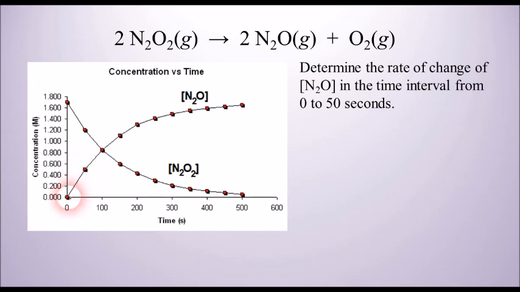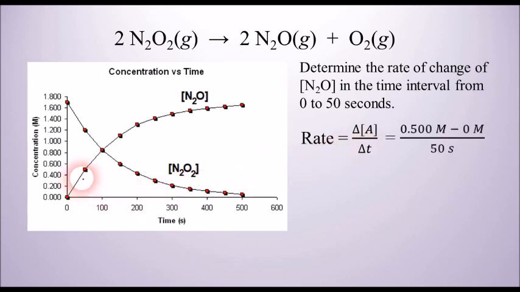And so whenever we calculate the rate of reaction, that's done by taking the change in the concentration of whatever that is, N2O in this case, and dividing it by the change in time. And so that means that we started, or we actually ended up at 0.5 moles per liter, as we can see right here on the graph.